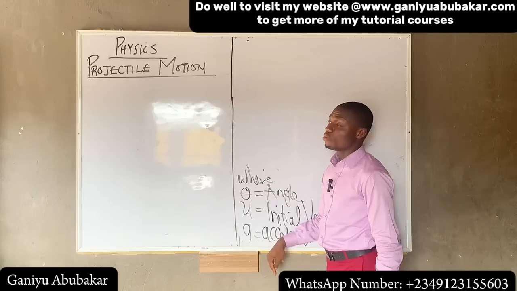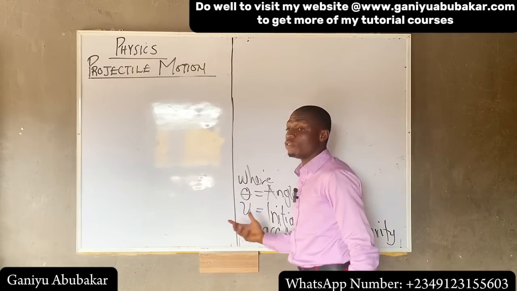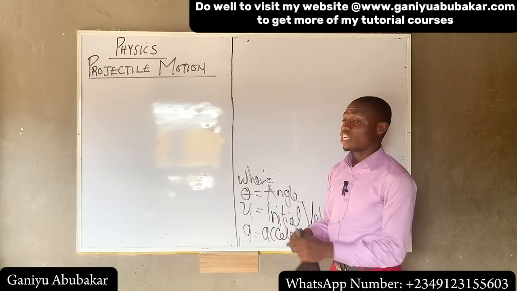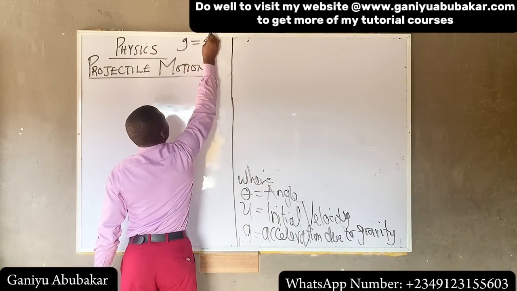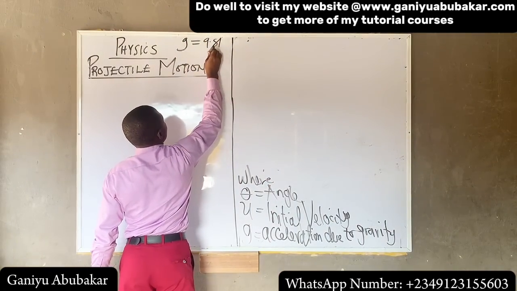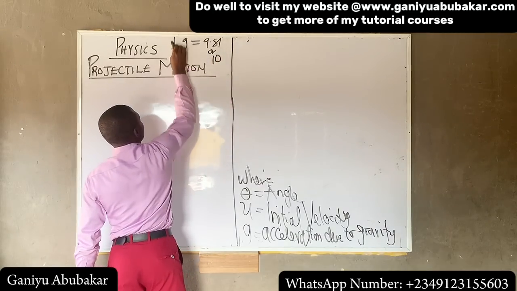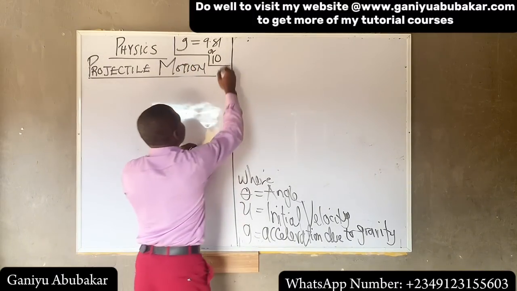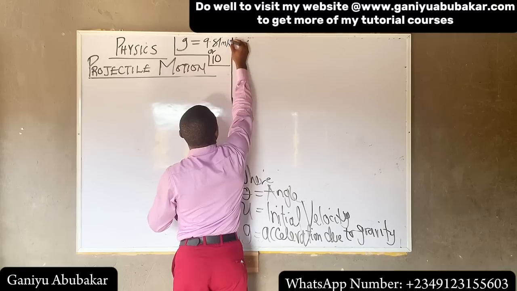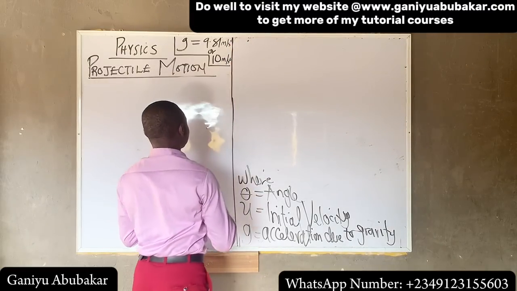They might give it to you and they might not. In case they didn't give you, you can use 10 or use 9.81. So gravity is constant. Either use 9.81 or use 10. Either will still be very much correct, please. The unit is meter per second squared.